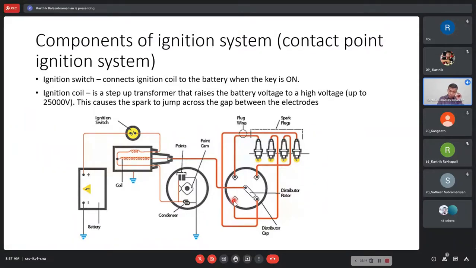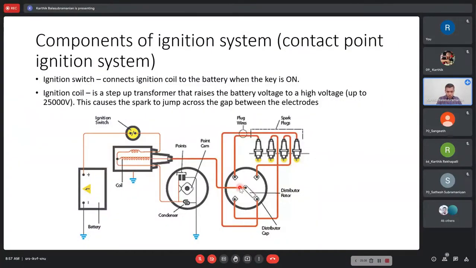Right, the distributor rotor that you see keeps rotating and it will come in contact with one particular spark plug. That spark plug will give the spark into the cylinder. Next it will go and connect with the next one and next one and next one and so on. So this sequence will continue in the same order. So you will get sparks within the appropriate cylinder.